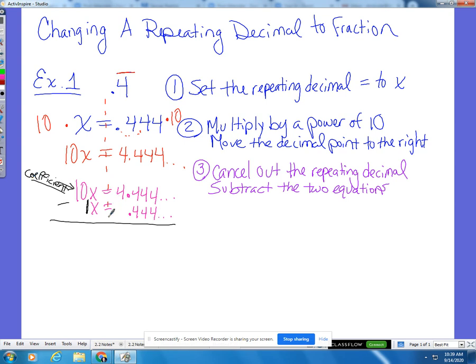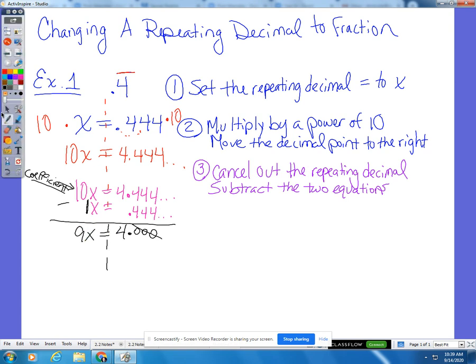When I subtract on the right side of this equation, 4 minus 4 is 0, 0, 0, bring down your decimal point, 4 minus 0 is 4. So I get 4.000, and that can just cancel out. So we just have 4. 10x minus 1x is 9x. And then we have a one-step equation.